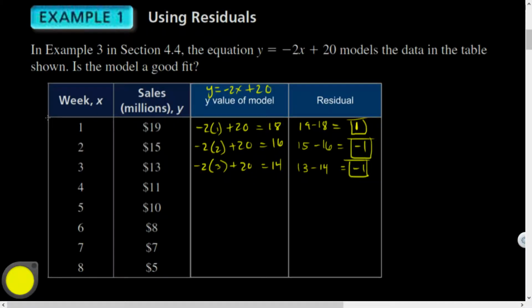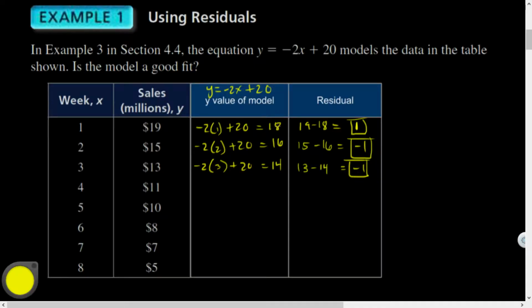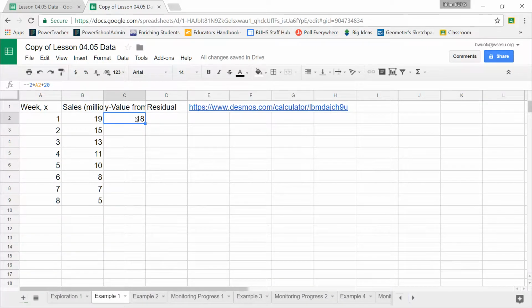Then our y-intercept was plus 20. So I'm going to write plus 20. And if I hit enter, Ethan, gentlemen, it gives me 18, which is, notice what I got right here when we did it by hand.